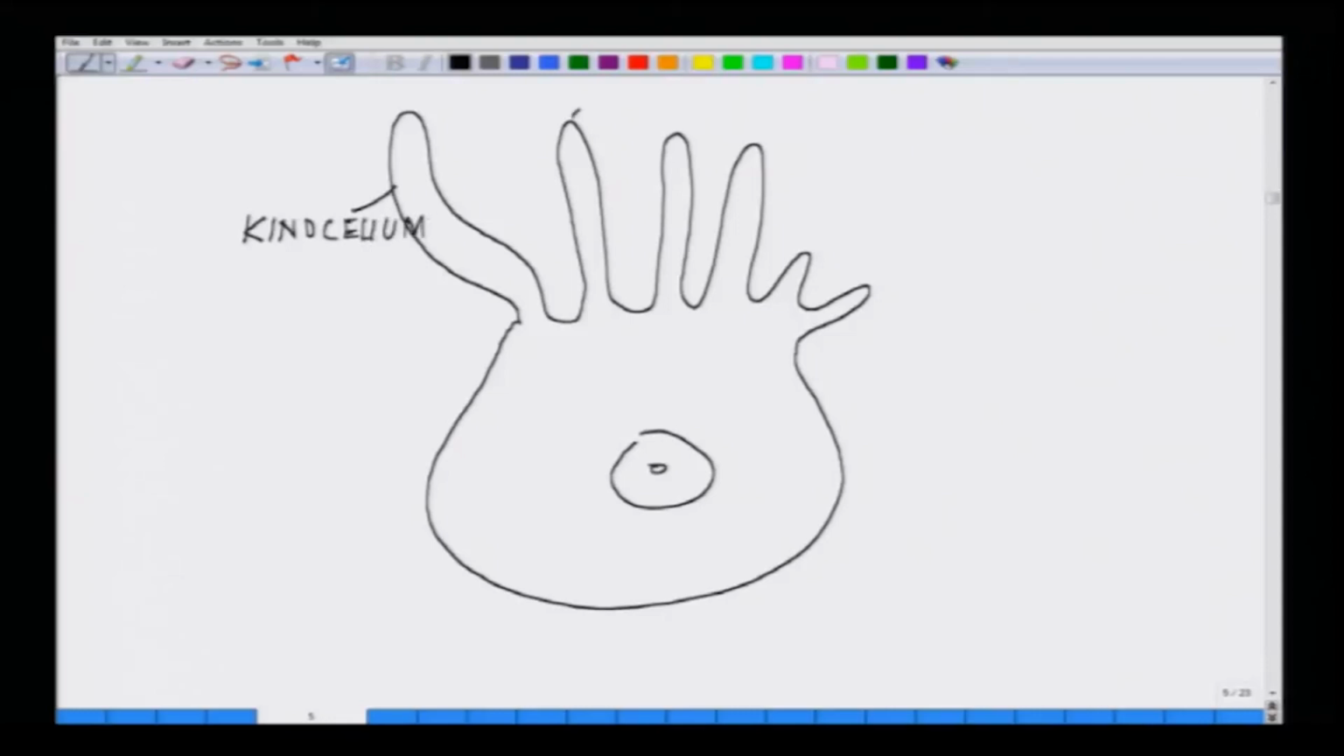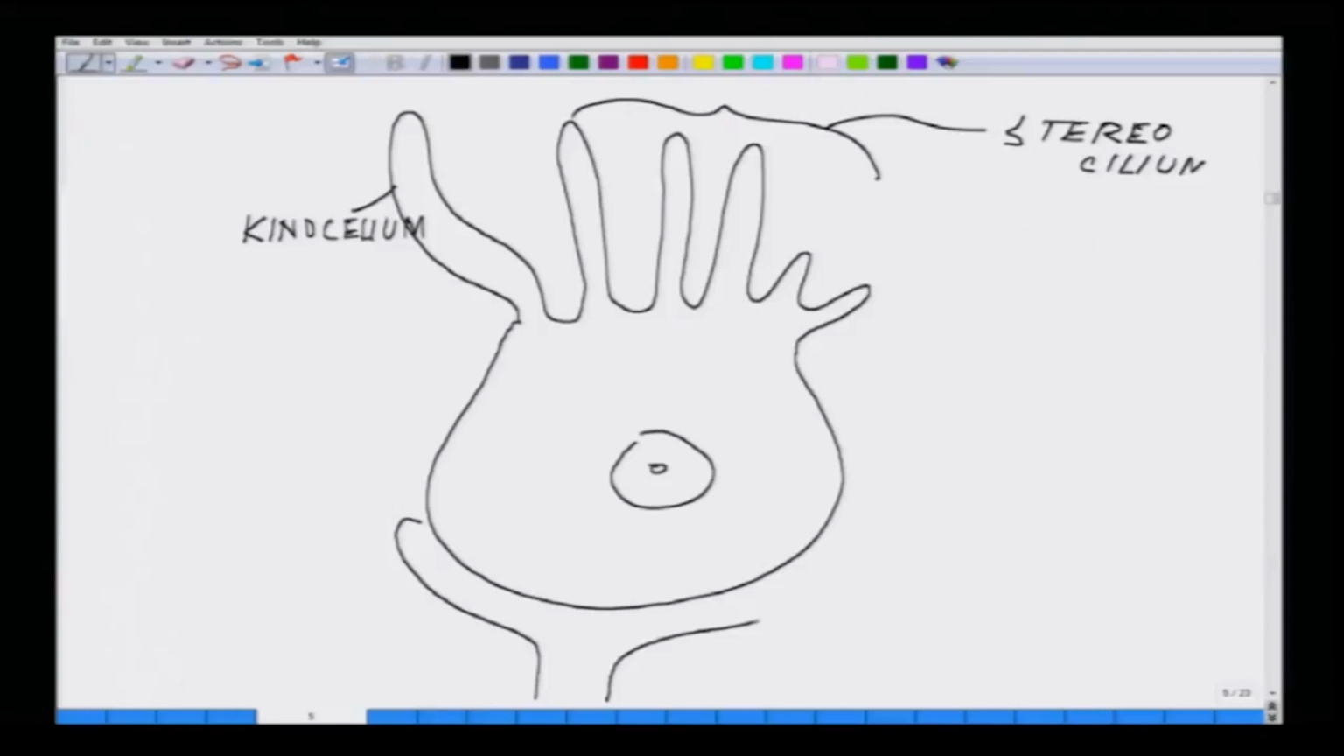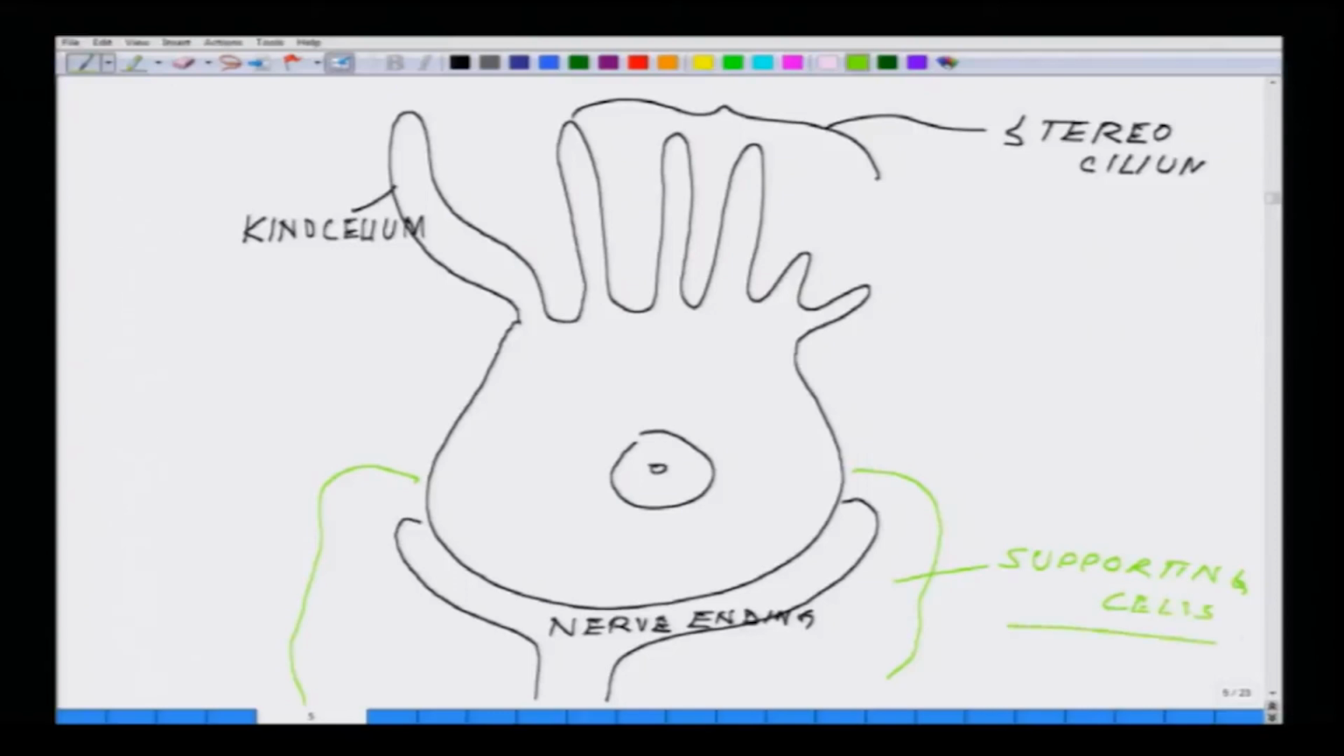kinocilium, and these are the stereocilium, these are the nerve endings, and just like the retinal pigment epithelial cells in the retina, these are sitting on a lot of supporting cells, which I am showing in green. So, these are the supporting cells. Okay. So, this is the overall structure.